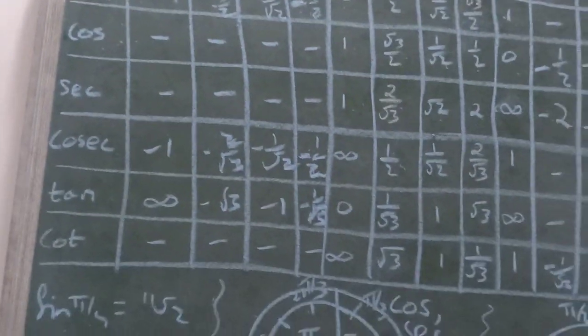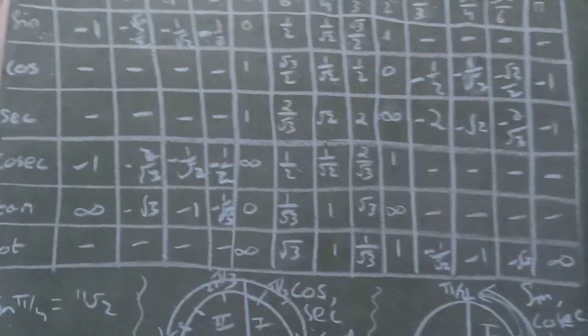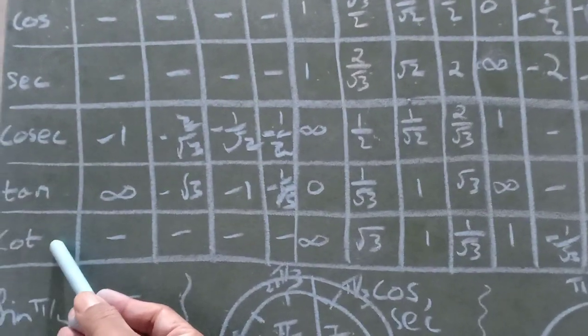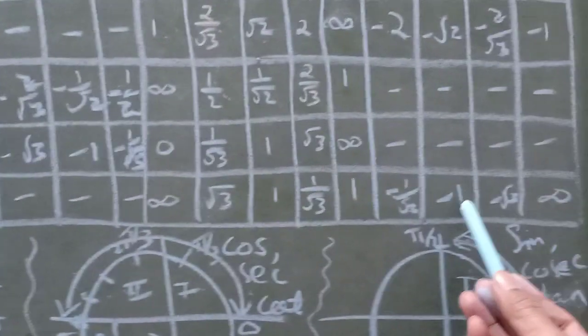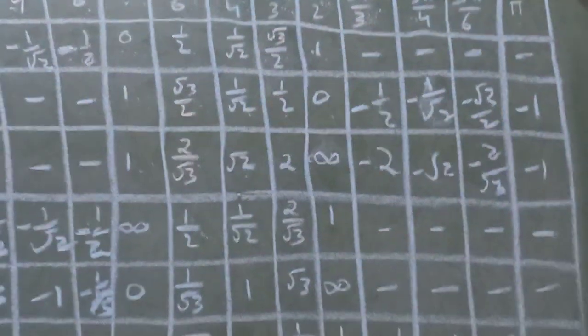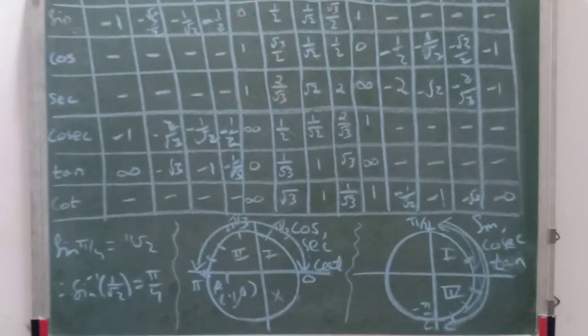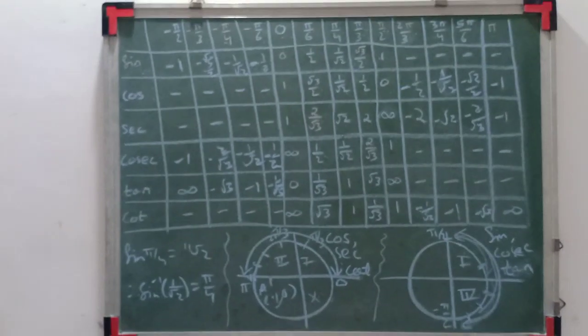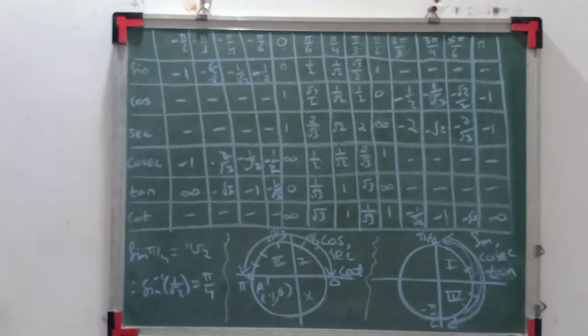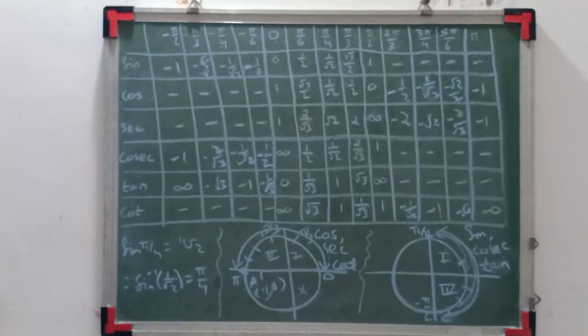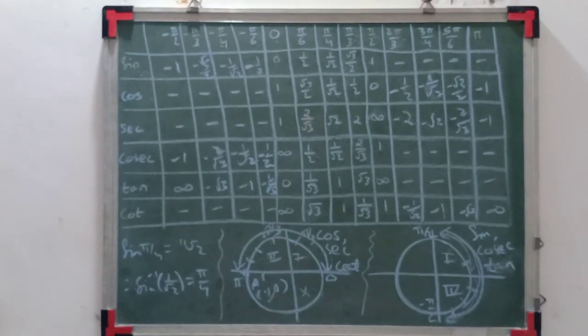In the same way, suppose you are asked to find cot inverse of minus 1. See in the row of the cot table where it is minus 1, under which column? 3 pi by 4. So the answer is cot inverse of minus 1 is 3 pi by 4, as cot of 3 pi by 4 is minus 1. So this is the way to find the values of the inverse trigonometric functions in their respective domains.